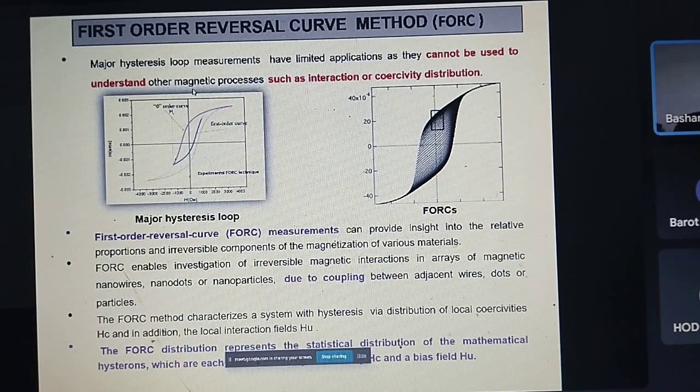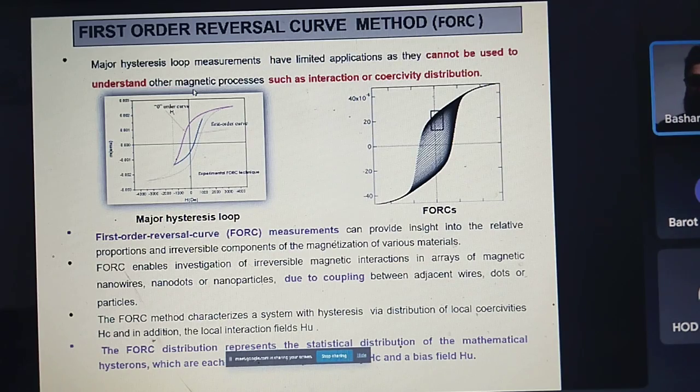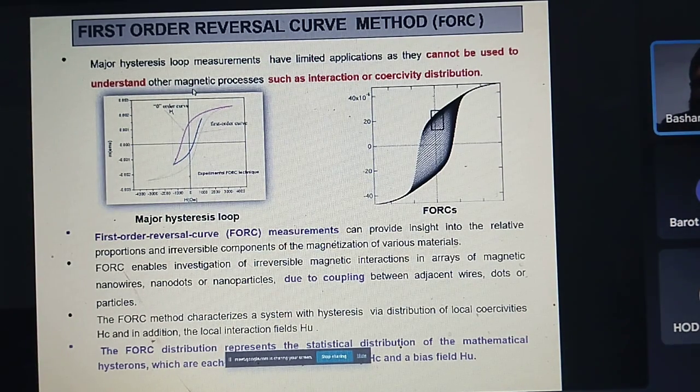So there's a method, as I said at the very outset, developed at the University of Oxford by Professor Harrison. This method, known as the first order reversal curve method, is used to understand the interactions and the porosity distribution. This first order reversal curve method can provide an insight into the relative proportions of reversible and irreversible components in the system.